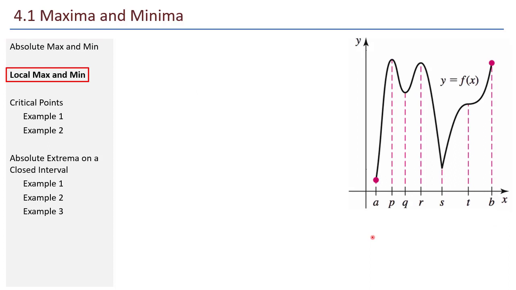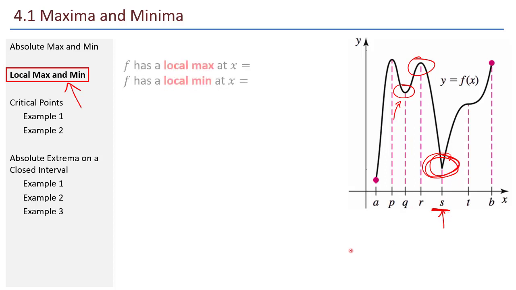Now we look at a second kind of max and min, a local max and min. So look at things like these areas that I've circled. Two of those are minimums. They're not the lowest min in the entire graph, but it's kind of a min in its local neighborhood. Same thing around the s. When I look at x values around the s, then the smallest function value happens right at x equals s. So that's the idea of a local min.